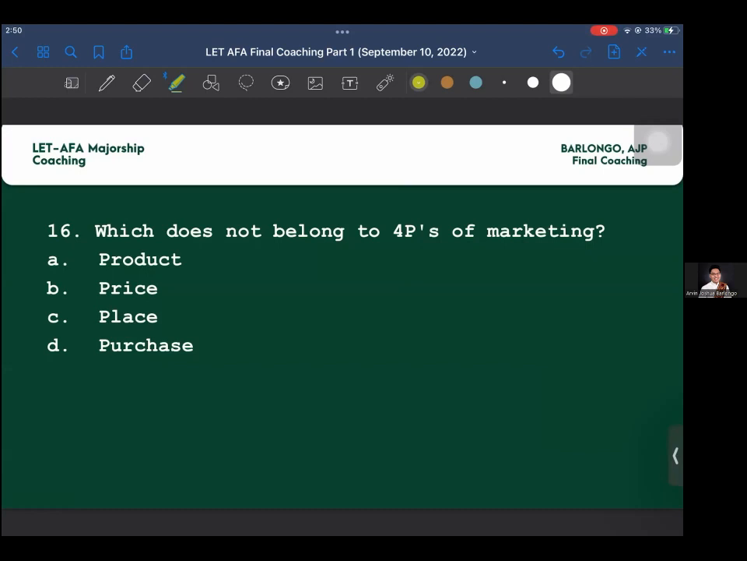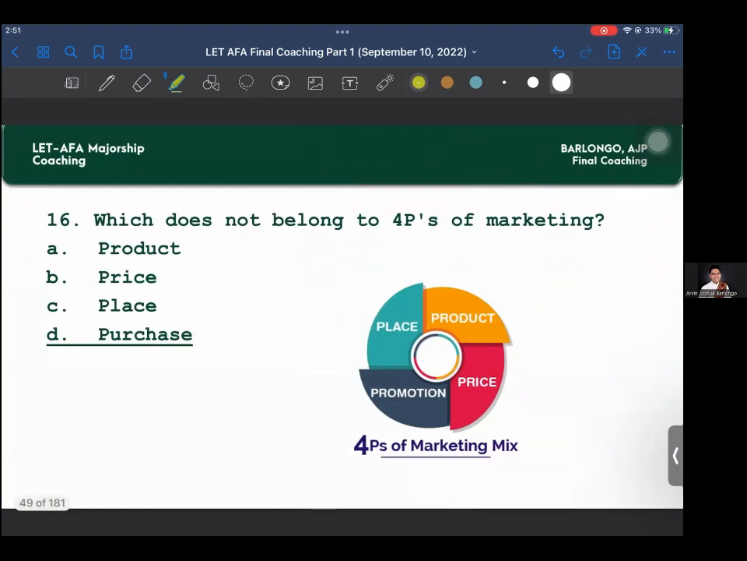So let's go to the field of agricultural marketing, or our marketing strategies. Which does not belong to the four P's of marketing? A, is it product? B, price? C, place? Or letter D, purchase? Which does not belong to the four P's of marketing? The correct answer is letter D, which is purchase. So purchase is not part of the four P's of marketing.